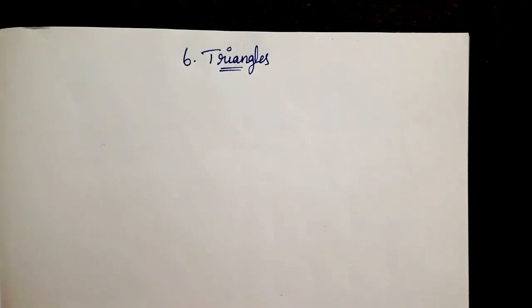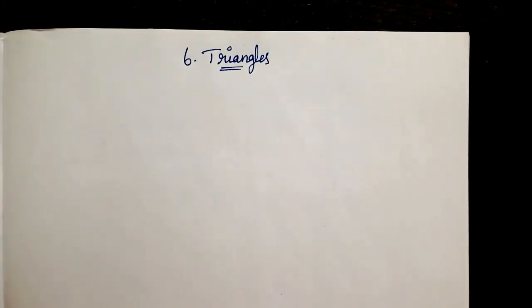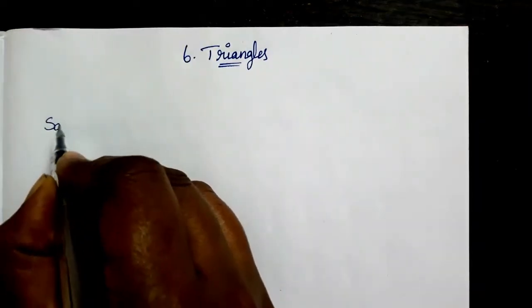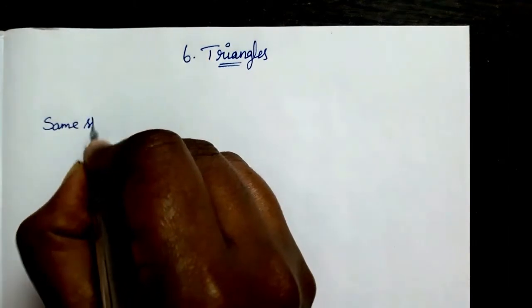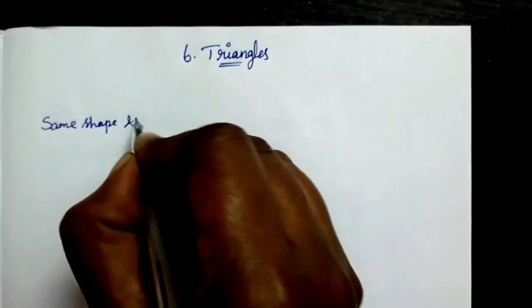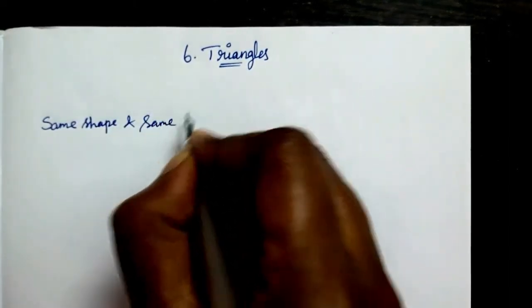Hello viewers, welcome back. Today we are going to learn CBSE Class 10th Maths Chapter 6 Triangles. First we are going to see same shapes and different shapes, same sizes and different sizes of shapes. Same shape and same size.